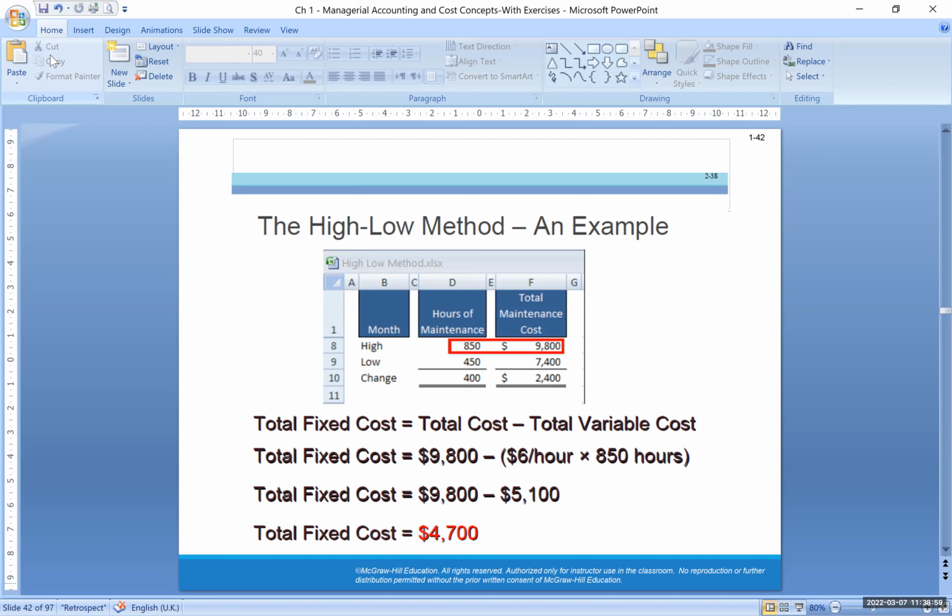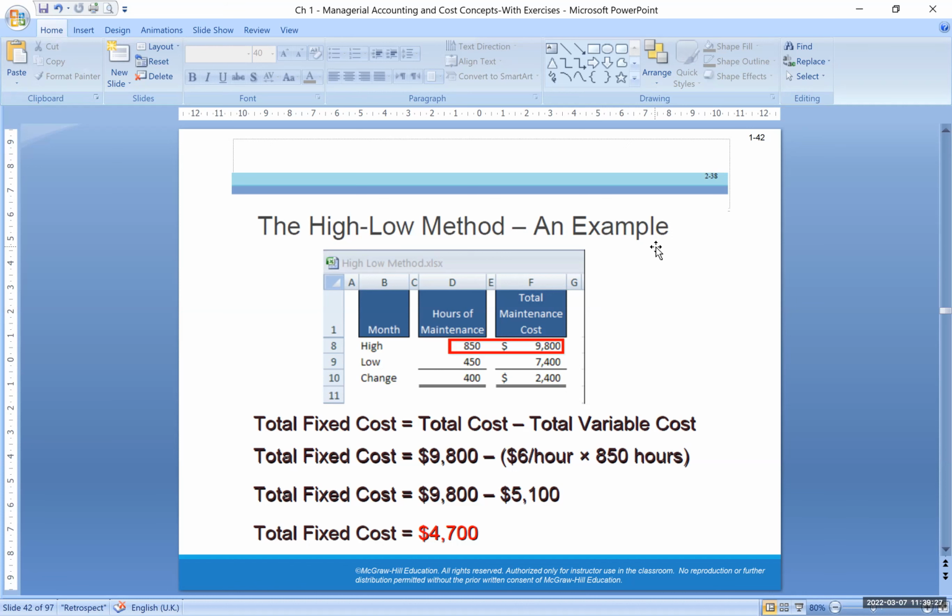Again, compare this number with the number that we calculated depending on the highest level. It should be the same number. Why? Because we are talking about total fixed cost. So the number should be the same, whether you use the highest level or the lowest level. Okay. Remember that this equation is applied only for this company. So this is valid for this company only.